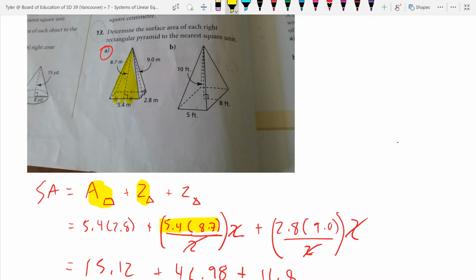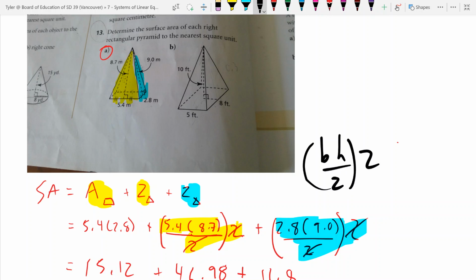It was base times height over 2 times 2. And then we did the side triangle right here, which was base times height over 2 times 2, because there's two triangles. That was it. That's how we found it.